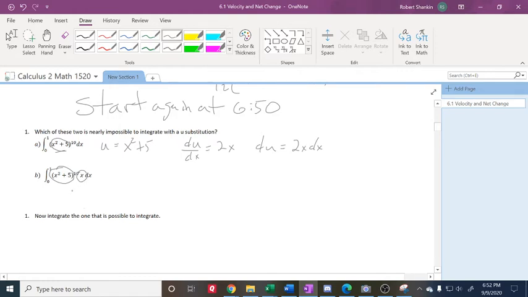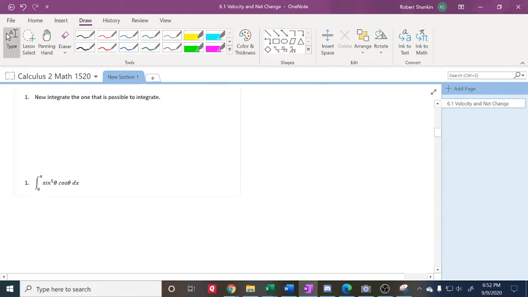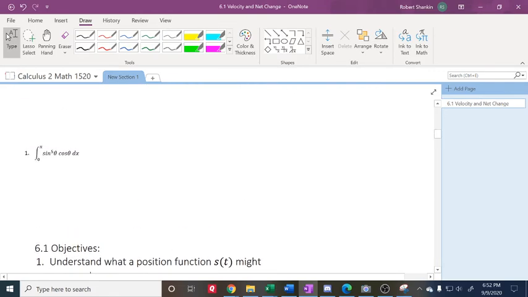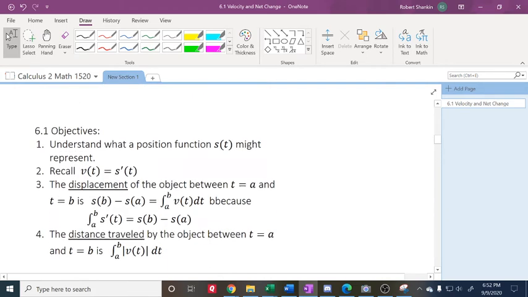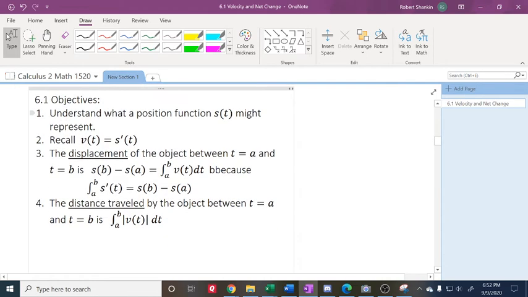Alright, so we're going to skip a problem in the practice quiz because of lack of time. We're going to go into 6.1 right now. And 6.1, velocity and net change, that's the title.